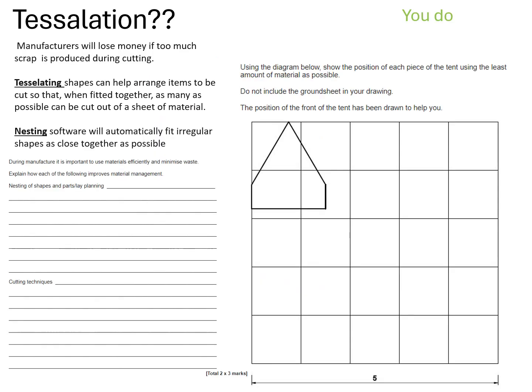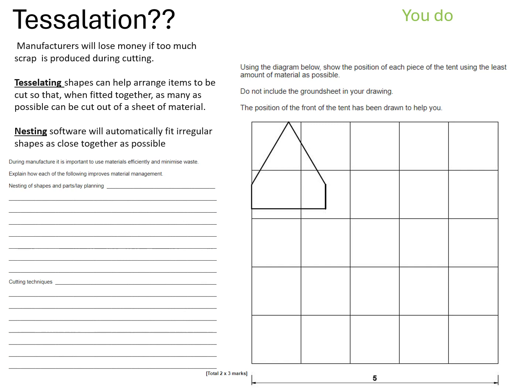Manufacturers will lose money if too much scrap is produced during the cutting. Okay, let's say we are a company that laser cuts products for cars, for example. We use big sheets of acrylic. If we create waste, we are losing money. If I buy a piece of acrylic for £30, a 600 by 300 acrylic, and I only cut 3 or 4 pieces that are 200 by 400, 200 by 200, I waste a lot from that piece.